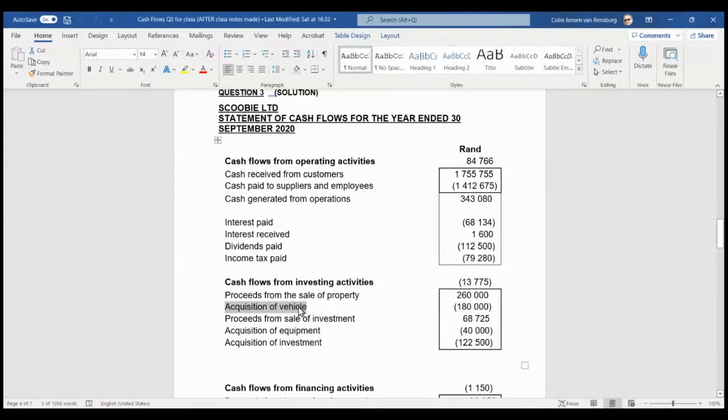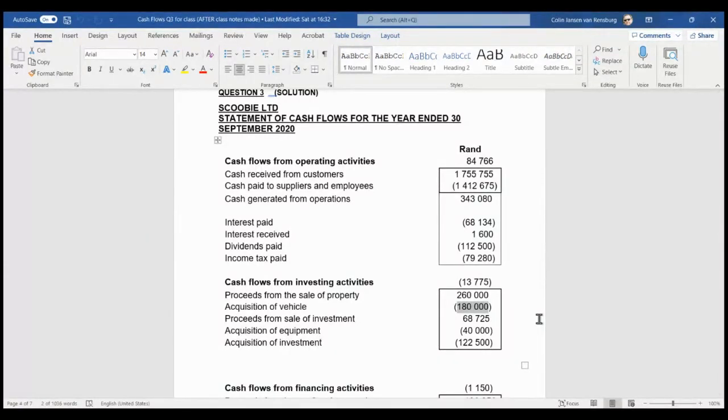Remember we said the other day, it's not good enough to simply say vehicles or investments, because this is not a statement of financial position. Here you've got to say what happened with those vehicles, or the investment, or the equipment. In this case, a vehicle was acquired. So we're going to describe that as acquisition of vehicle, 180,000, which we've copied over.